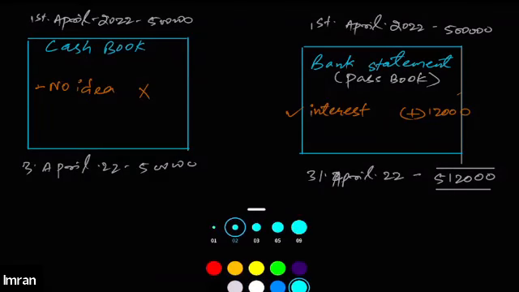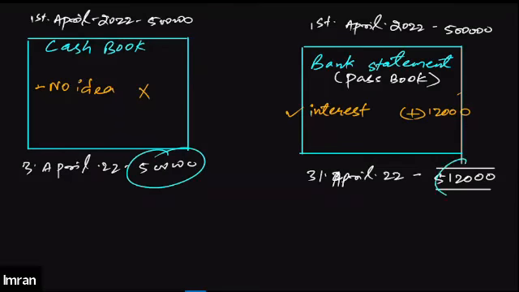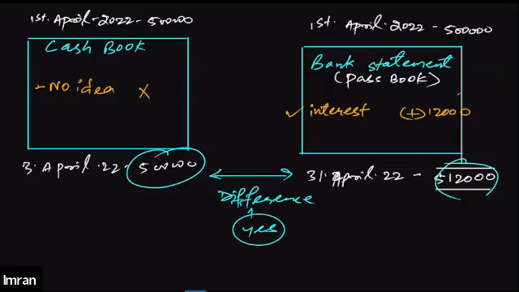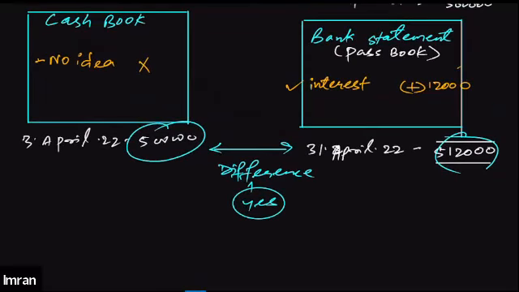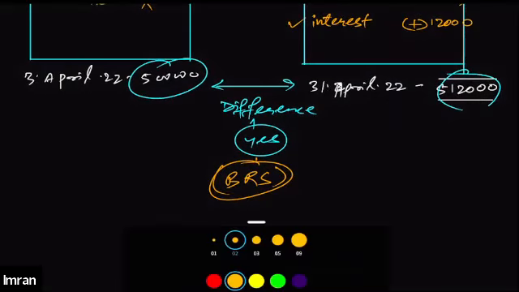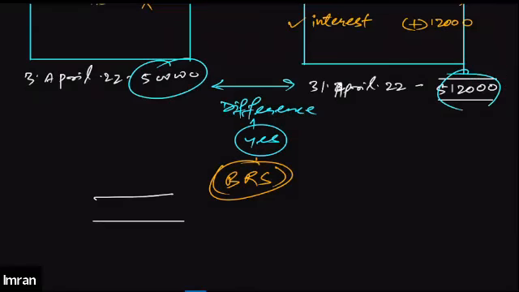So don't you think there is a difference? Cash book is showing only 5 lakh and passbook is reflecting 5,12,000 of balance. So is there any difference, yes or no? Yes. And because there is a difference, to rectify this problem, what do we require to do? We will be required to prepare a bank reconciliation statement. Through the bank reconciliation statement, we will try to resolve the issue and make both the balances equal. I'll tell you about that later, what we'll do and how we do that.